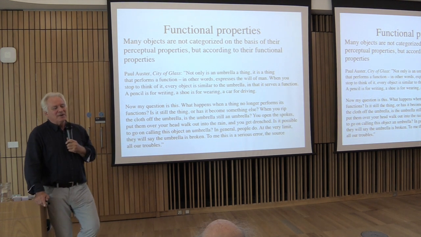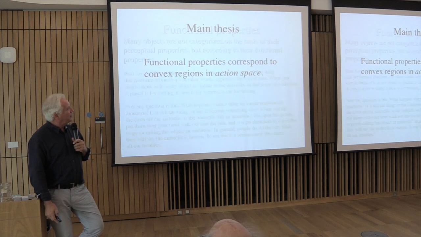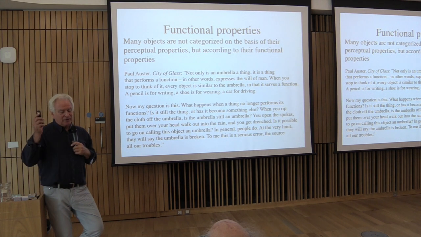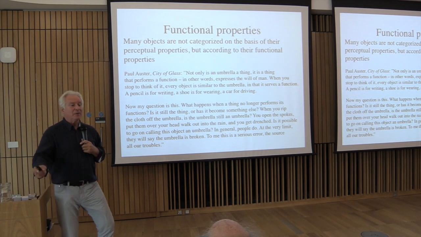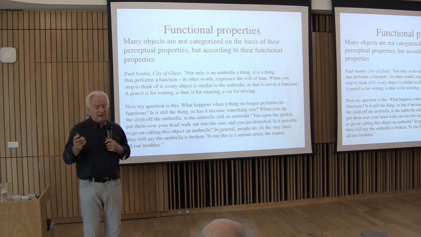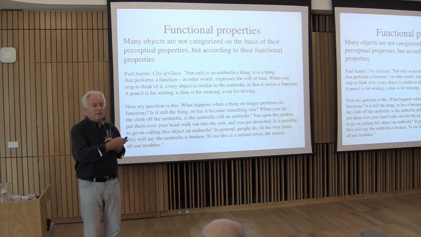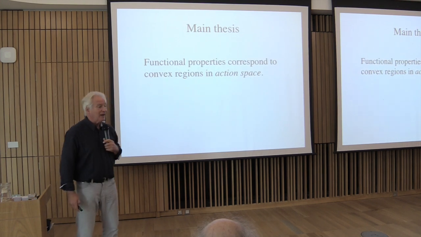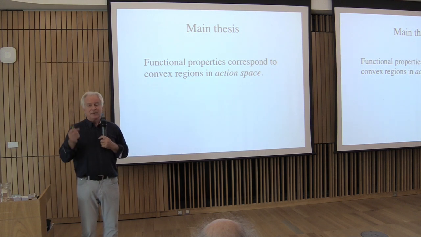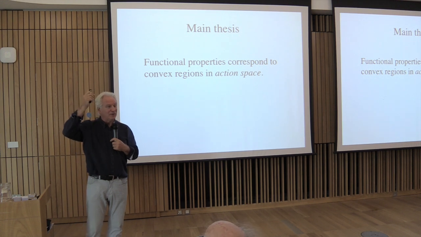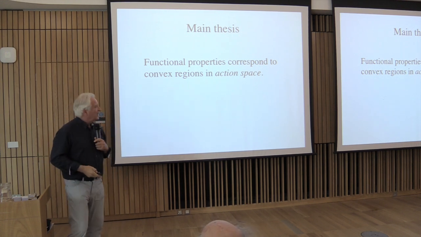The question is, what is the defining thing of a chair? Well, I'll get into that. So, some objects, in particular artifacts, are not defined by their physical properties, like the color, the shape, or the size, but they are defined by their functional properties. So my idea is that they correspond to convex regions in action space. An umbrella is defined by something that you can hold over your head, with one hand, to protect you against the rain. I mean, that's what an umbrella is.